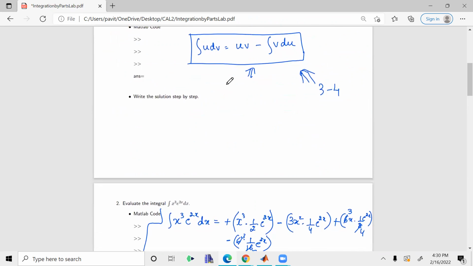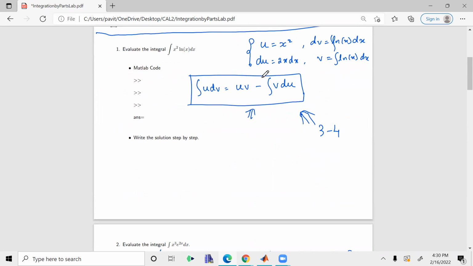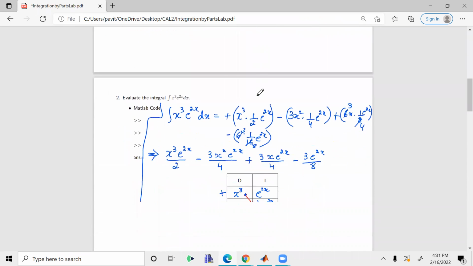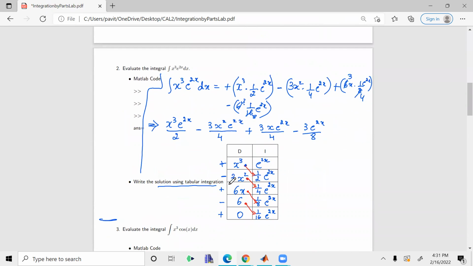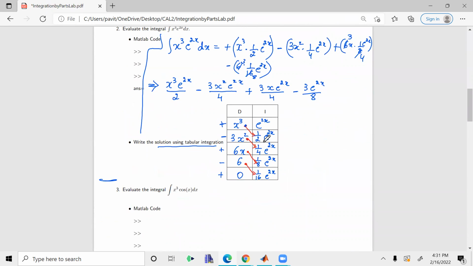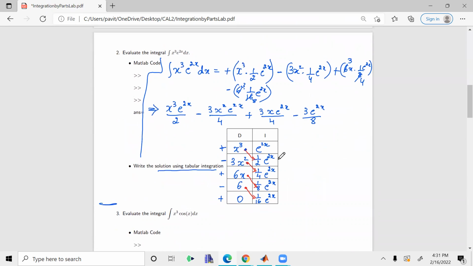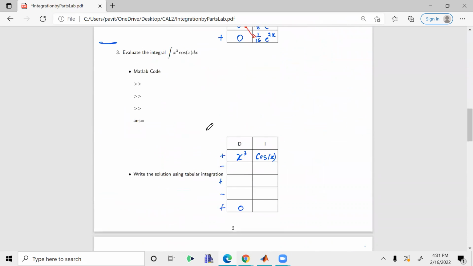Okay. So first problem, you are going to apply the same formula, integration by parts. It is very simple. In problem 2, I have already done this. So you are going to use tabular integration and solve the integral. Okay. Now problem 3, you will take d as x cubed, I as cos of x.